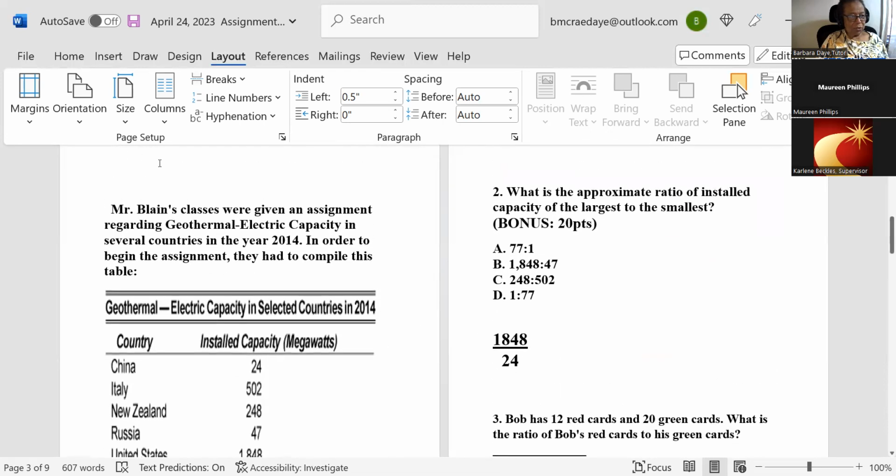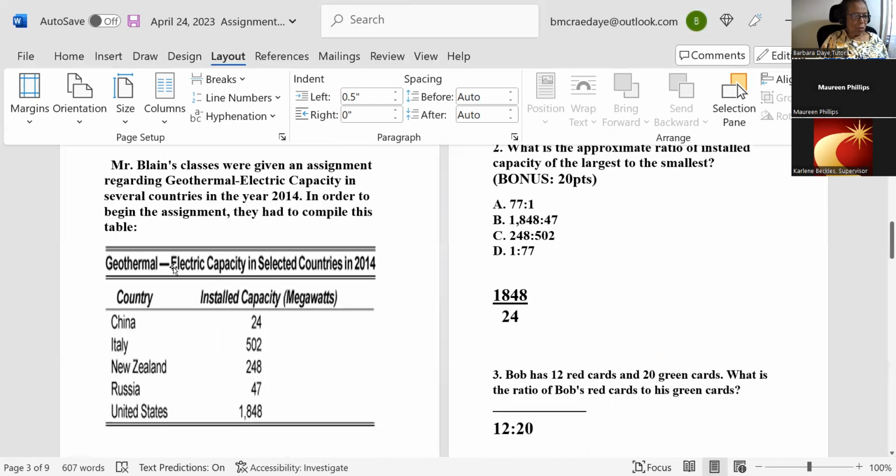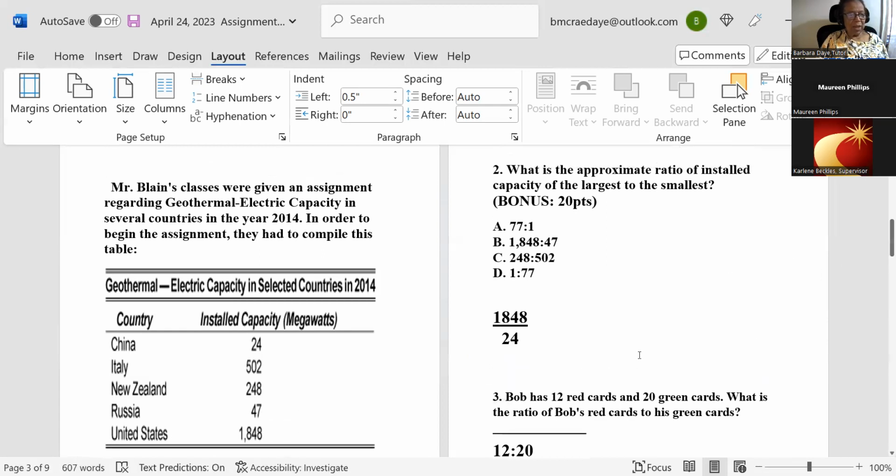Now, number 2, Mr. Blaine's classes were given an assignment regarding geothermal electric capacity in several countries in the year 2014. In order to begin the assignment, they had to compile this table. And here's the table. It shows the geothermal capacity by country. China, 24, Italy, 502, New Zealand, 248, Russia, 47, and United States, 1,848.